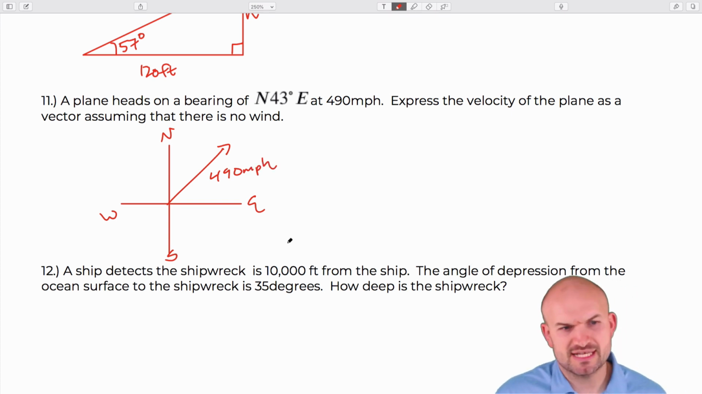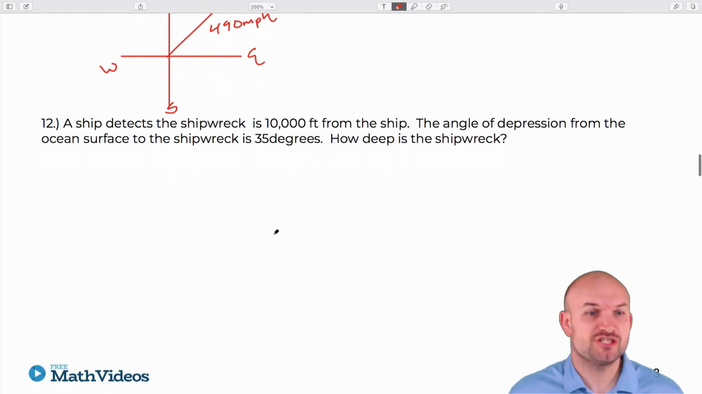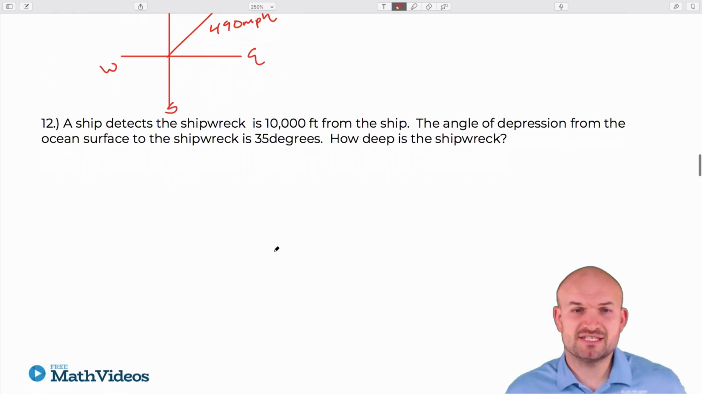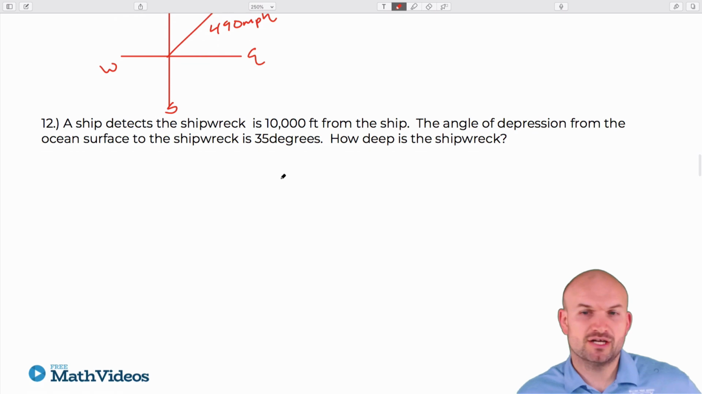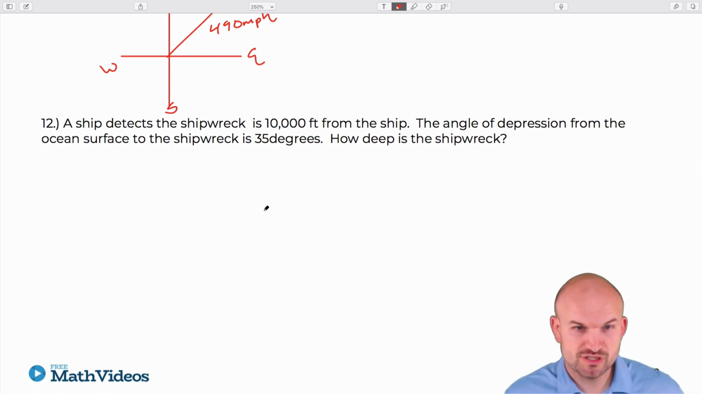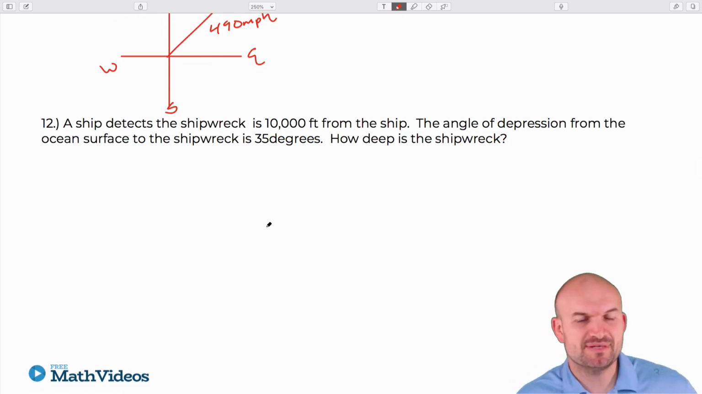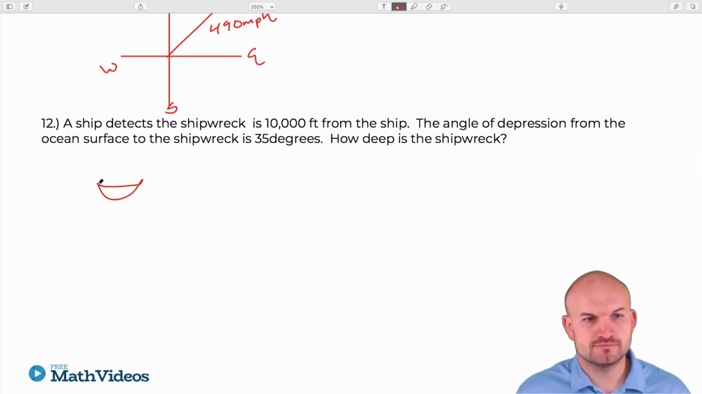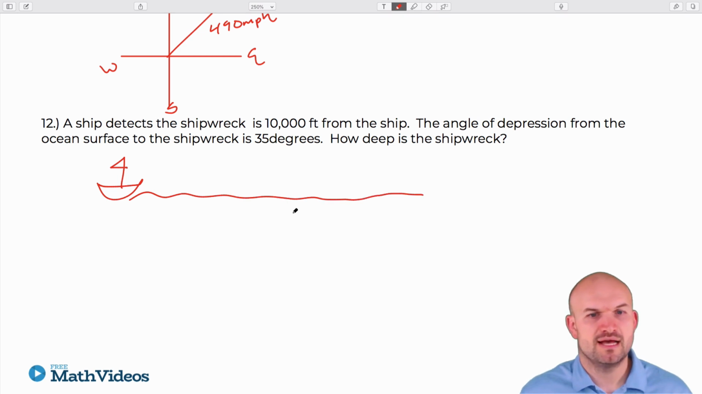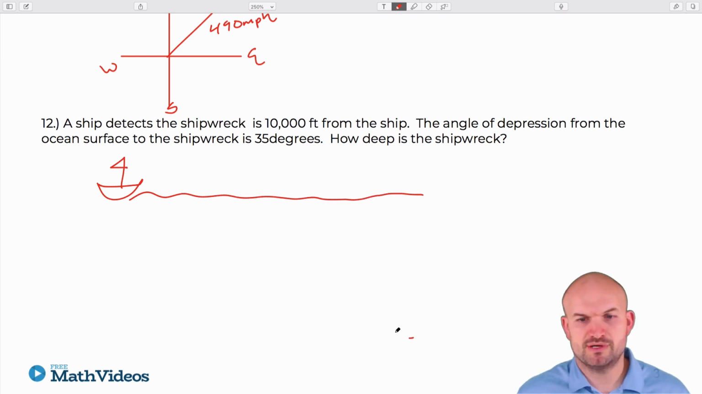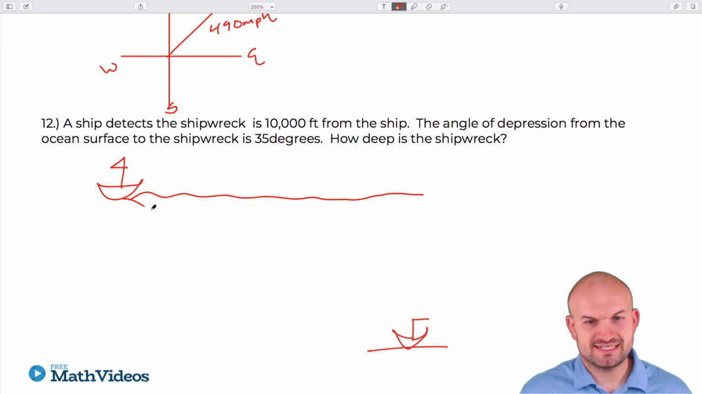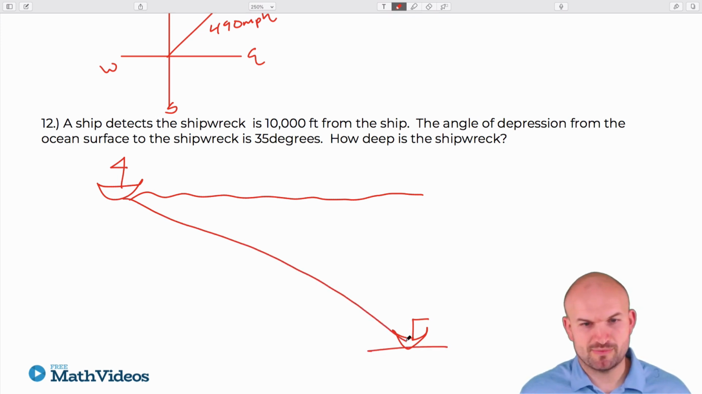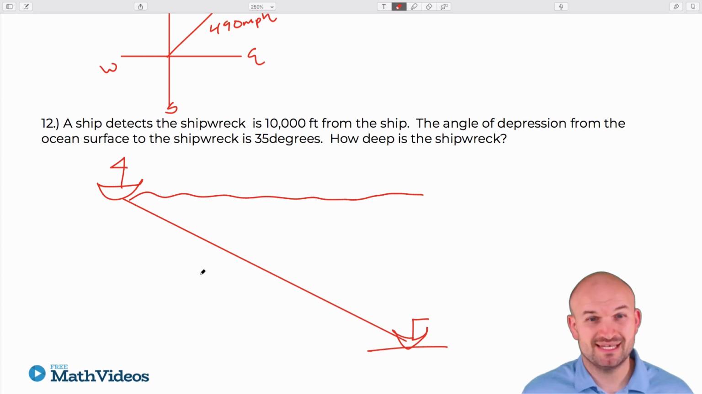The next one says a ship detects a shipwreck is 10,000 feet from the ship. The angle of depression from the ocean surface to the shipwreck is 35 degrees. How deep is the shipwreck? So we have a ship, and we have water, and then we have a shipwreck. Let's do another ship. The distance from the ship to the shipwreck is going to be 10,000 feet.